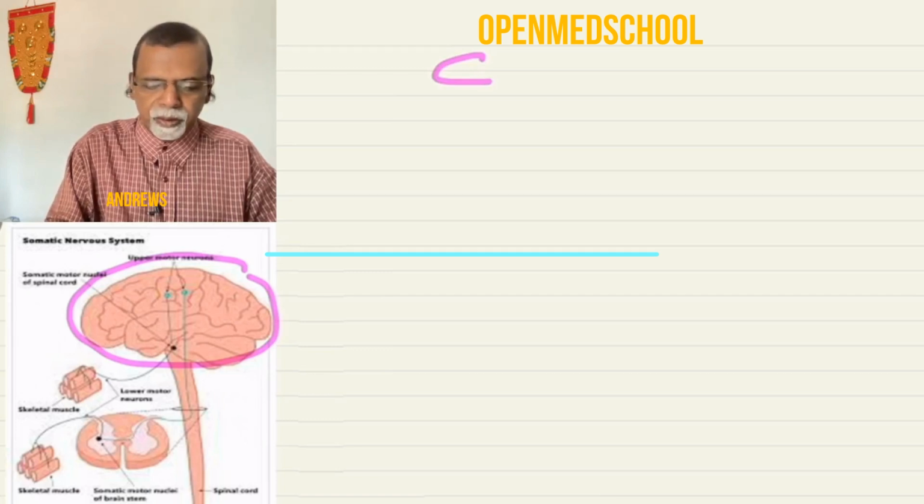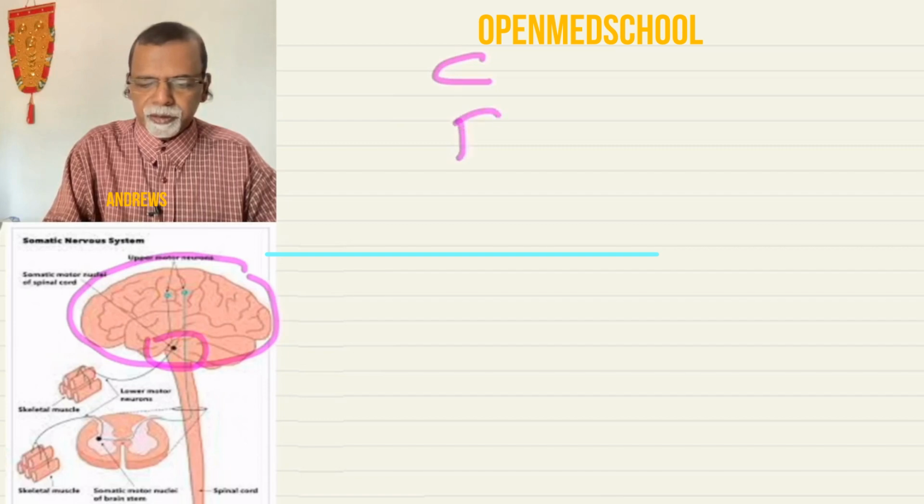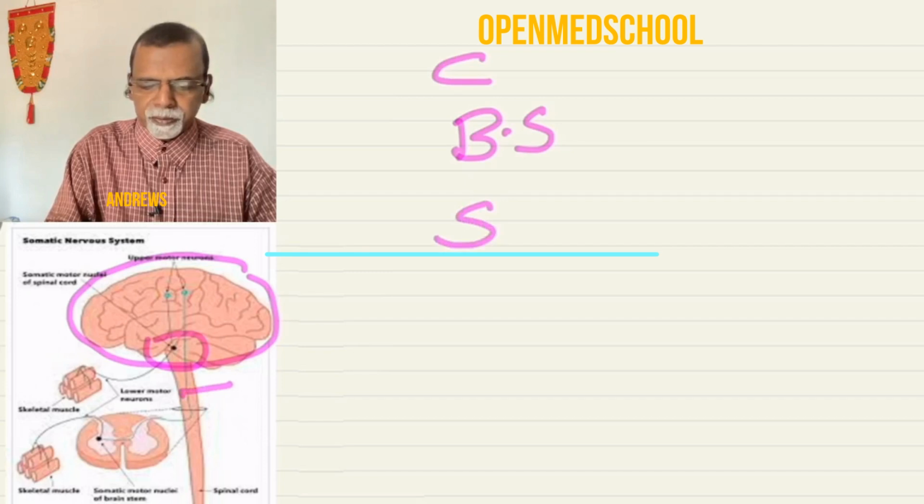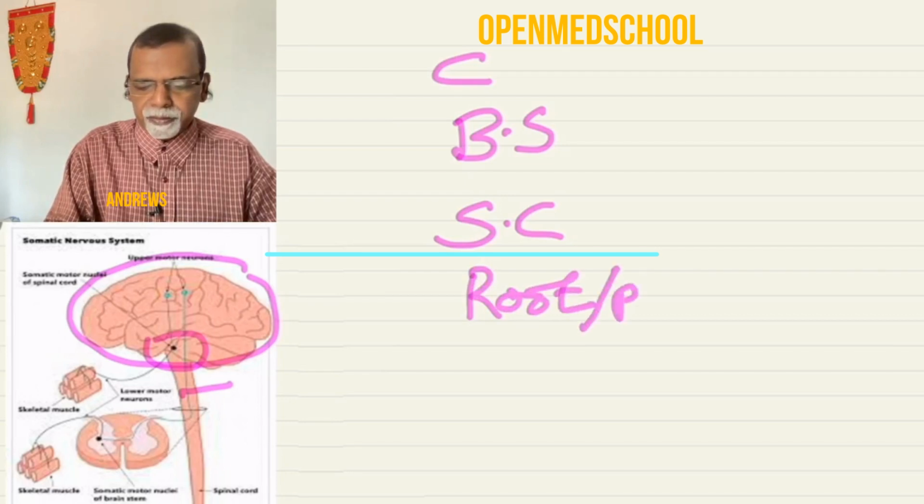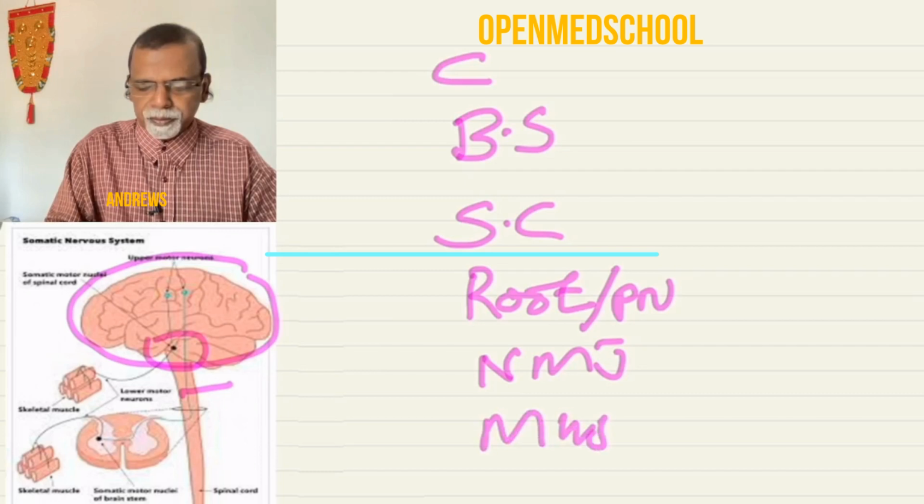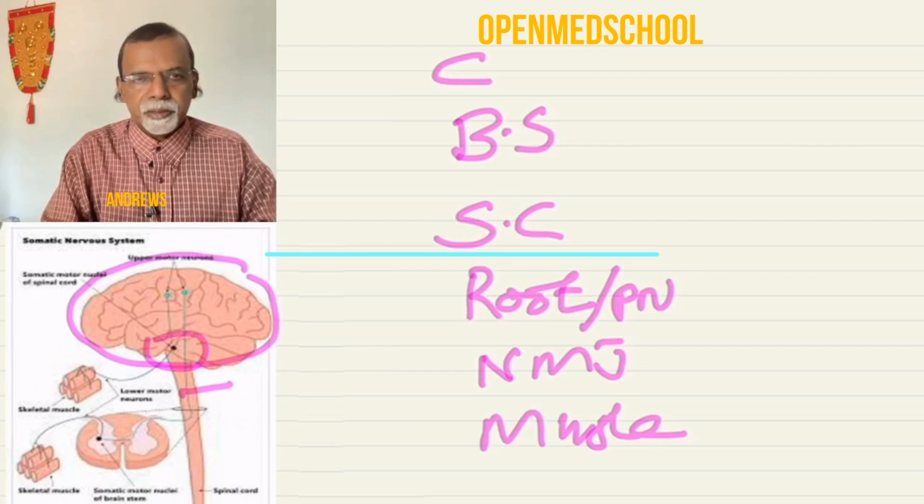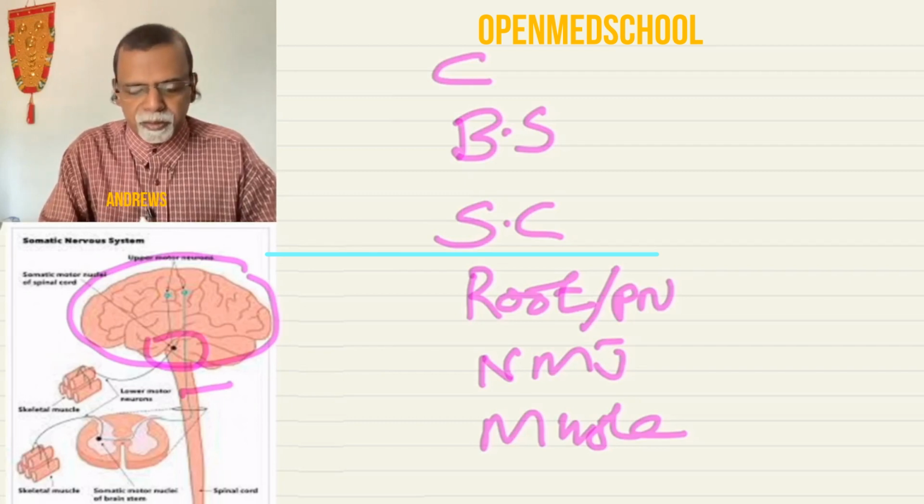Second comes the brain stem. Is it a disease of the brain stem? Third, is it a disease of the spinal cord? Is it a disease of the nerve roots and peripheral nerves? Is it a problem with the neuromuscular junction? Is it a problem with the muscle? This is how we will analyze the symptomatology. So this is mainly based on the history. Investigations and imaging are not included here.